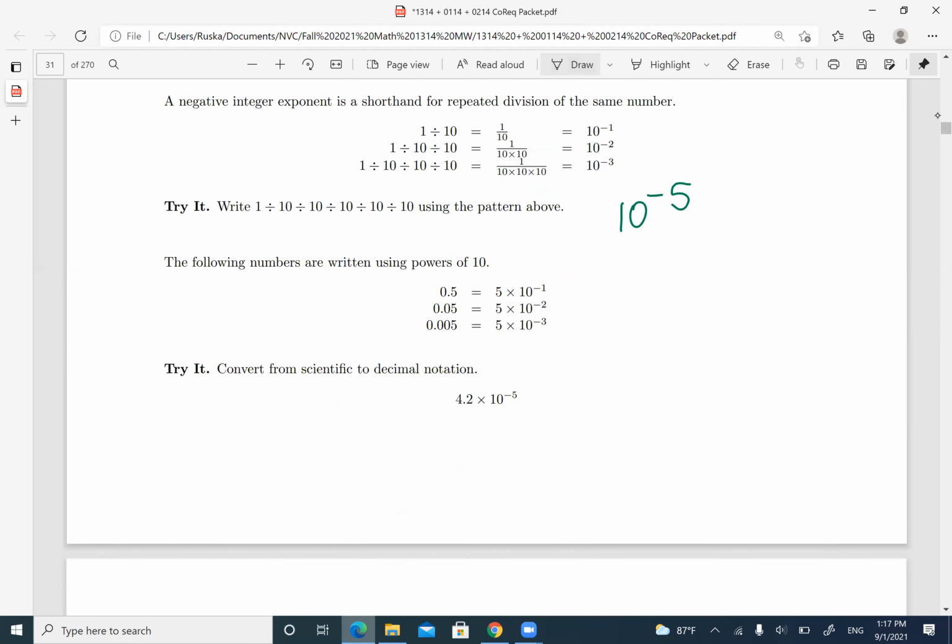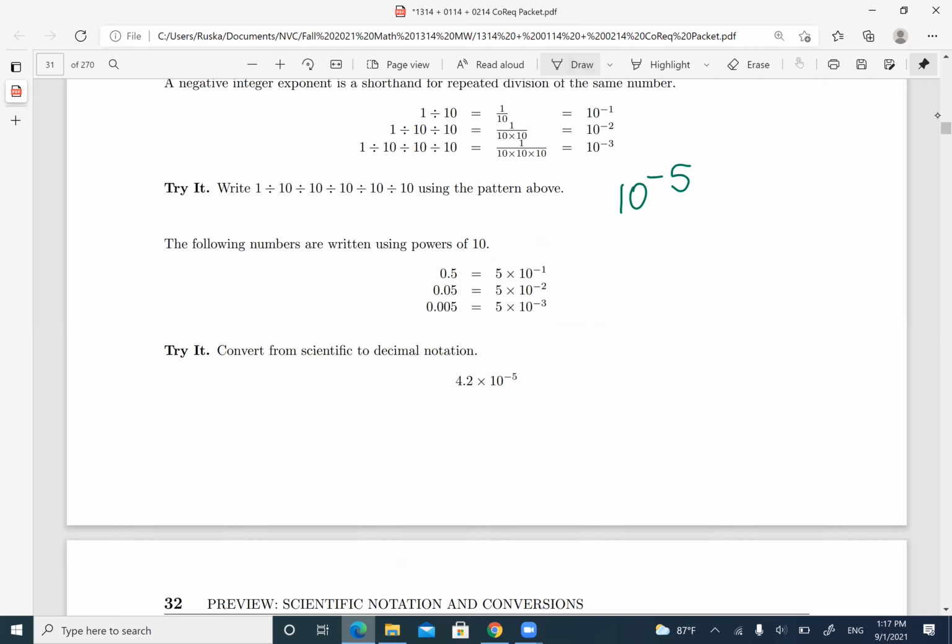Okay, now the next one we have. When you rewrite the number with scientific notation, 0.5 is going to be 5 times 10 to the negative 1. So the exponent here, negative 1, gives me how many decimal places I have after the decimal. Okay? Negative 2 and negative 3.